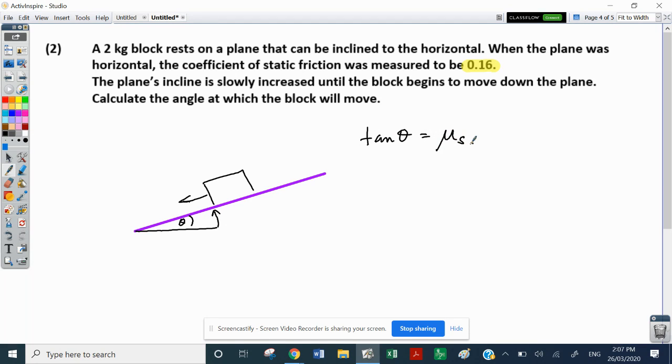Okay, so let's just go through that one more time. When it is flat, it's sitting on that plane. We now raise the plane, increasing this angle theta. Now, mu s is defined, from our calculations a few moments ago, as the tan of the angle at which it first begins to slip. So we can just simply say that tan theta here must equal 0.16, and therefore shift tan of 0.16 gives us 9.1 degrees. Okay, moving on.